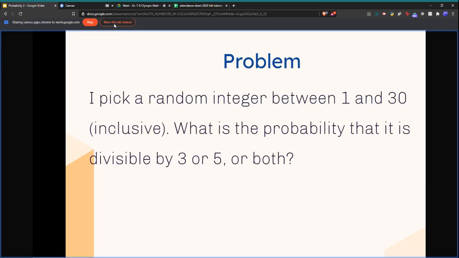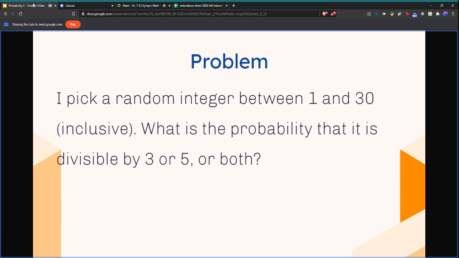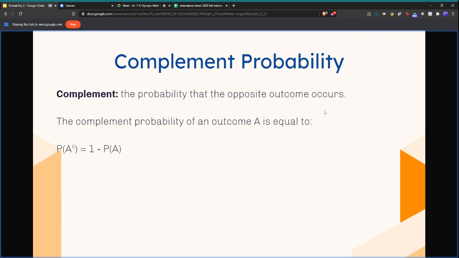Any questions? No questions? Okay, let's look at something else. So this is called complement probability. So what does complement mean? Complement just represents the probability that the opposite outcome occurs. And usually you can just write a not.